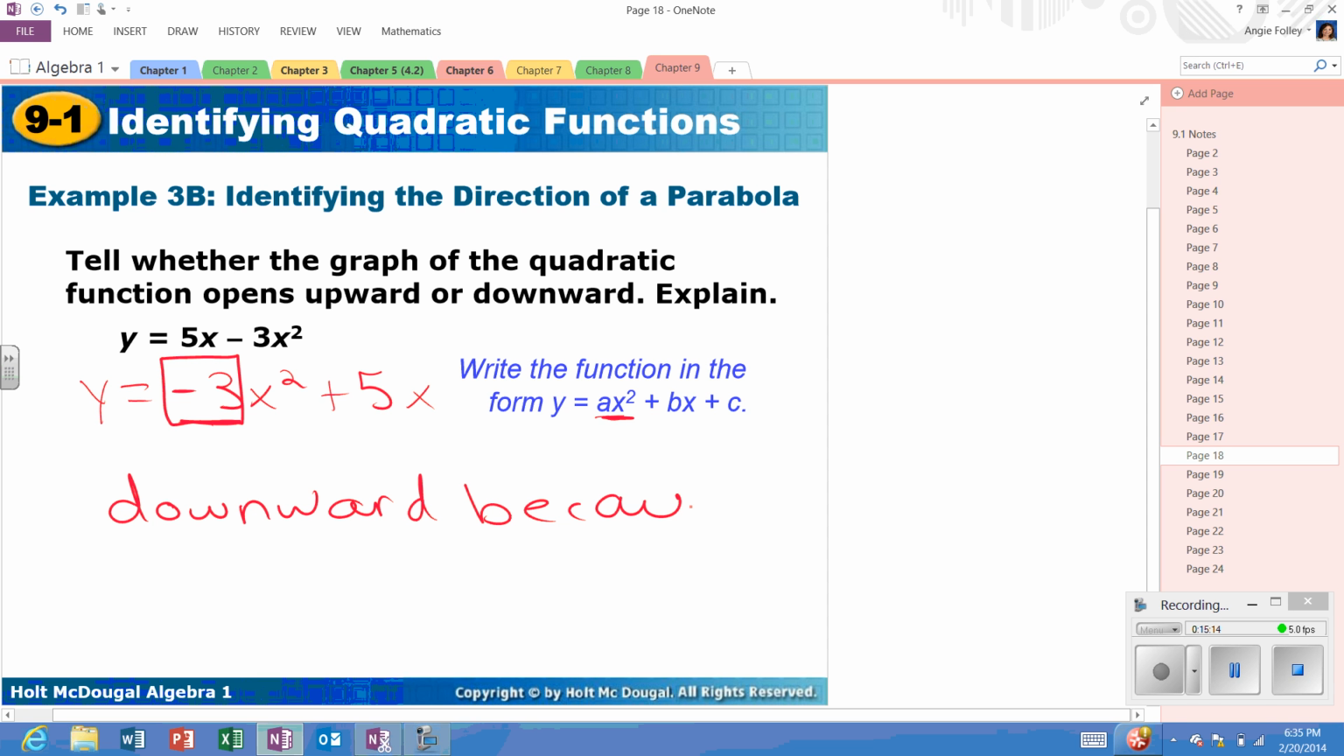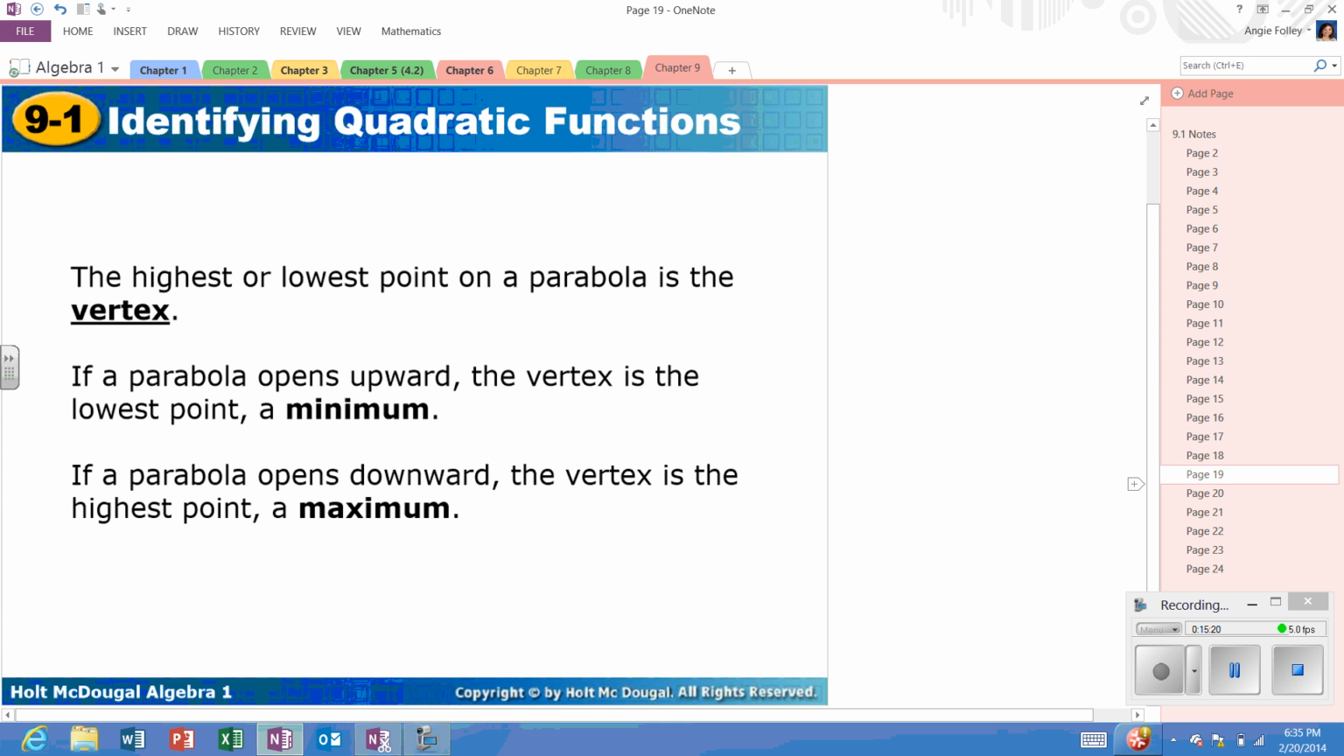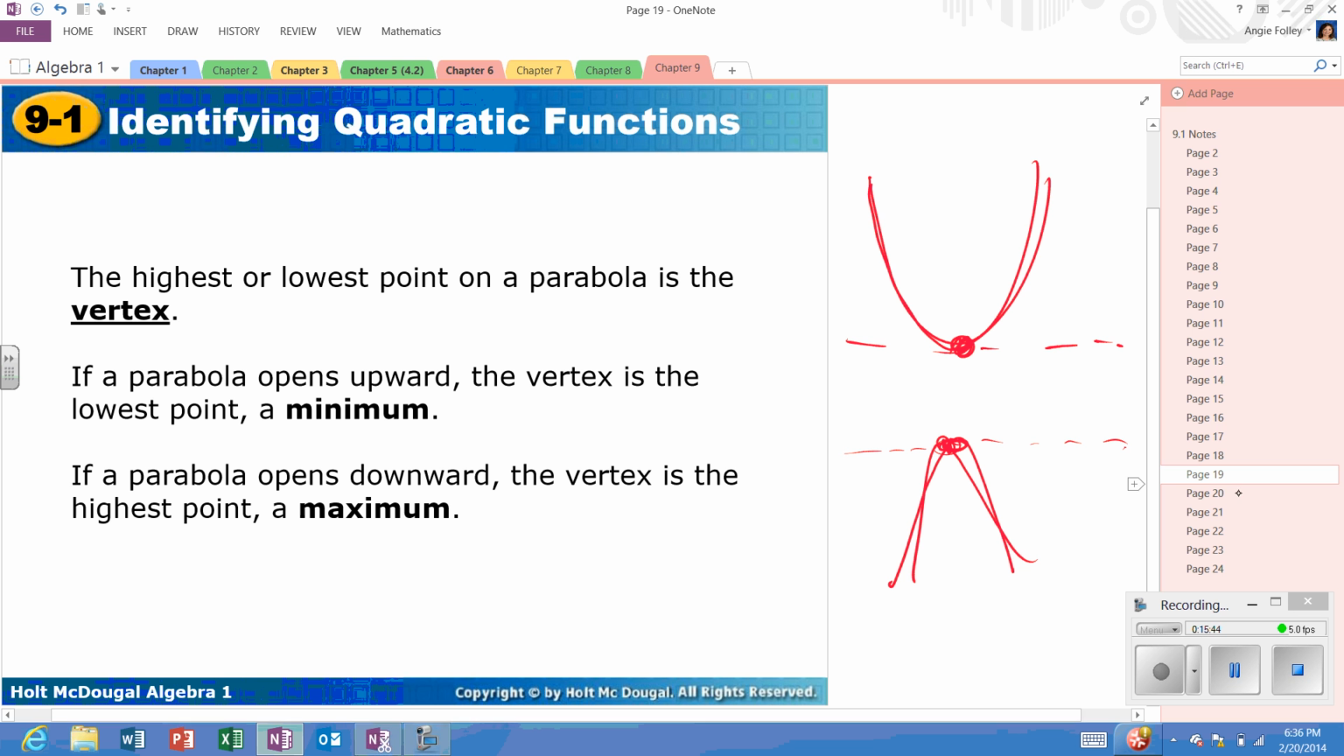Because a is negative, we'll say a is negative 3. So if it's negative, it opens down. The highest point or the lowest point on a parabola is called its vertex. So this point right here, whether it opens up or whether it opens down, is called the vertex. If it opens up, that's the minimum point, meaning it's the bottom part of the graph. If it opens downward like this, it's the maximum. We call it the maximum because it's at the top of the graph.